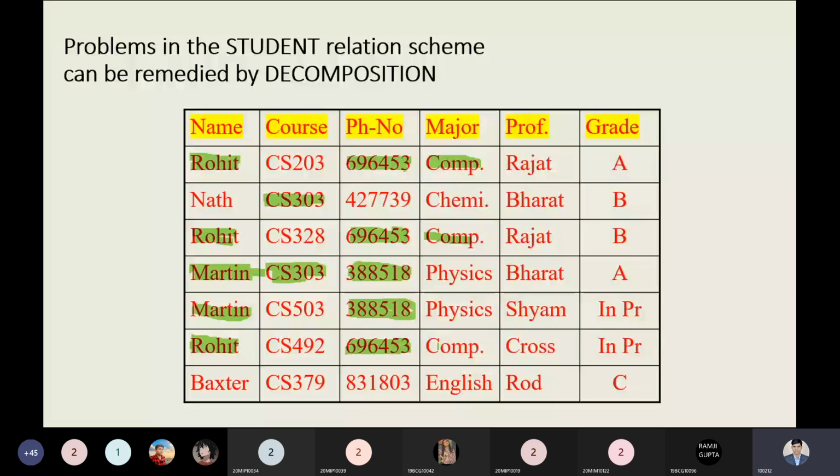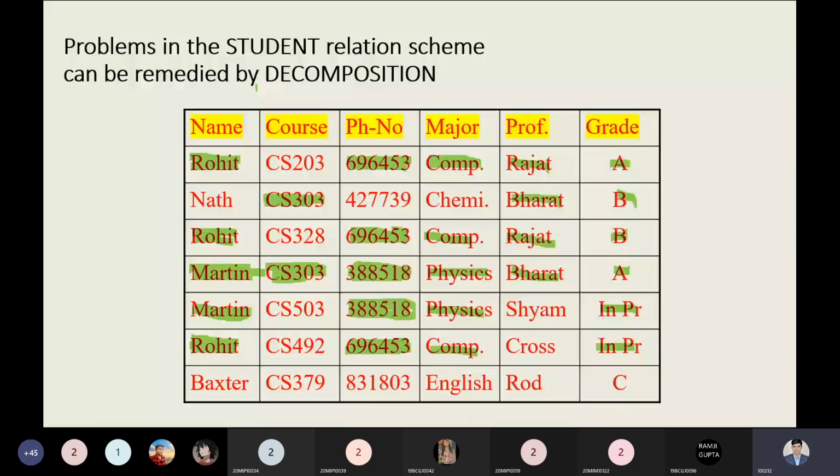So what is the big problem in this relation? We have seen duplicacy so many times. That is a big problem. We have to focus properly. Rajat, the professor name, is coming two times. Bharat again two times. Grade also. So duplicacy is occurring many times over here. This is the first case we can see and understand.